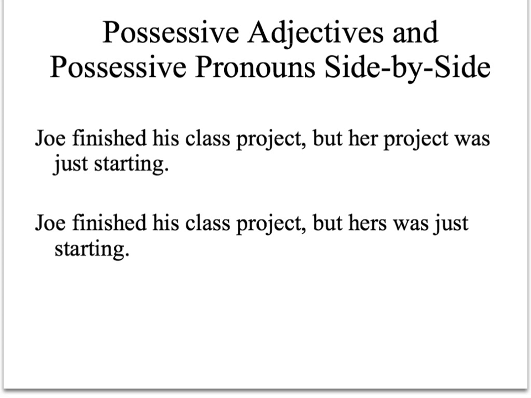A little side-by-side comparison here of the two. The first example, Joe finished his class project, but her project was just starting. You've got a noun with a possessive adjective in front of it describing the project, telling you whose project it is. This is a possessive adjective. Whereas Joe finished his class project, but hers was just starting. Hers is a pronoun that not only tells you whose, as in her project, but it also takes the place of the word project. This hers equals the project belonging to her, or hers.